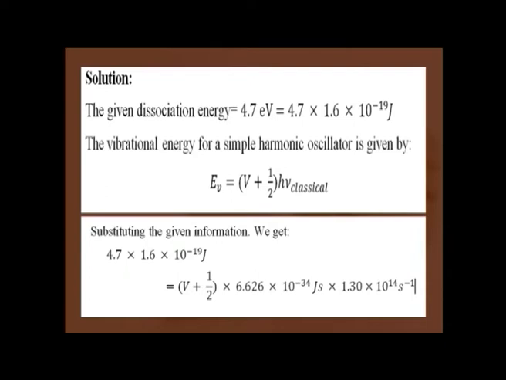The given dissociation energy is 4.7 electron volts. We know that 1 electron volt is equal to 1.6 into 10 to the power minus 19 joules. Therefore, 4.7 electron volts becomes equal to 4.7 into 1.6 into 10 to the power minus 19 joules. The vibrational energy for a simple harmonic oscillator is given by E_V equals V plus half h nu classical. Substituting the given values, we get 4.7 into 1.6 into 10 to the power minus 19 joules is equal to V plus half into 6.626 into 10 to the power minus 34 joule second into 1.30 into 10 to the power 14 second inverse.